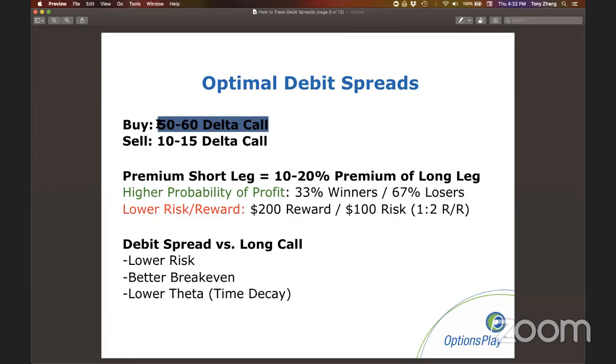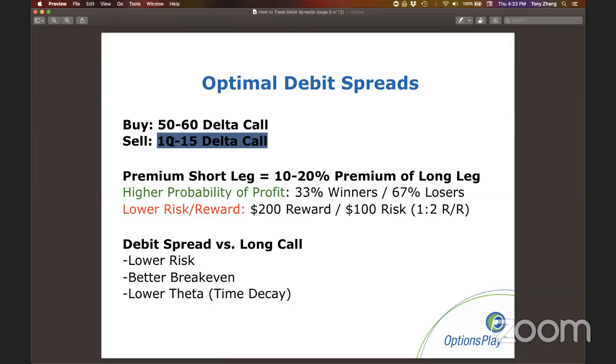So what we find is that when you use these types of deltas, 50 to 60 delta, and sell a 10 to 15 delta against that, the premium of the short leg will usually offset anywhere from 10 to 20% of the premium of the long leg. So if you buy a long option for about $1, let's say, on the 50 to 60 delta call, the 10 to 15 delta call that you sell should roughly bring in 10 to 20 cents to offset that $1 that you pay.